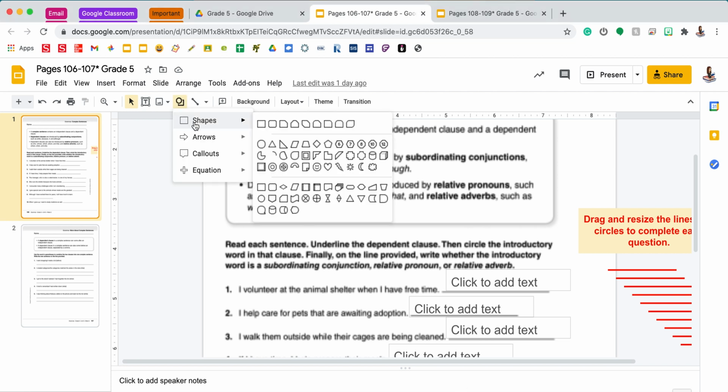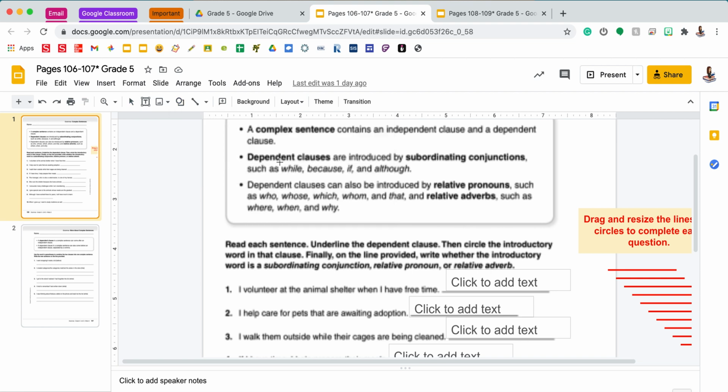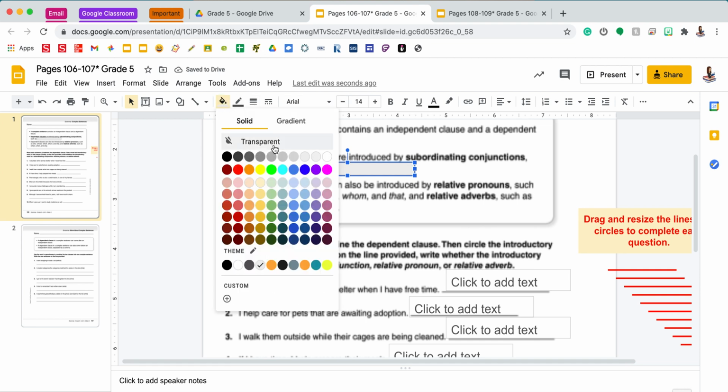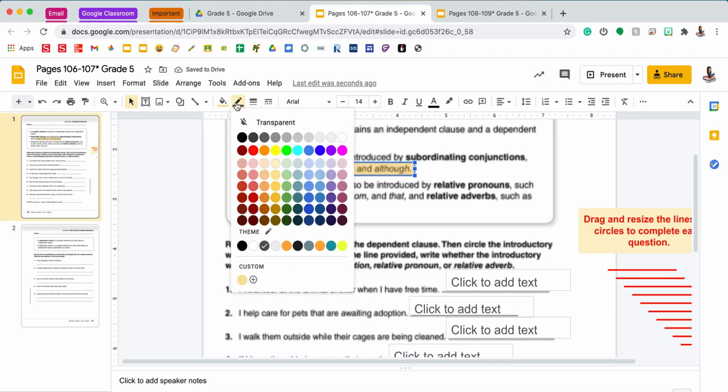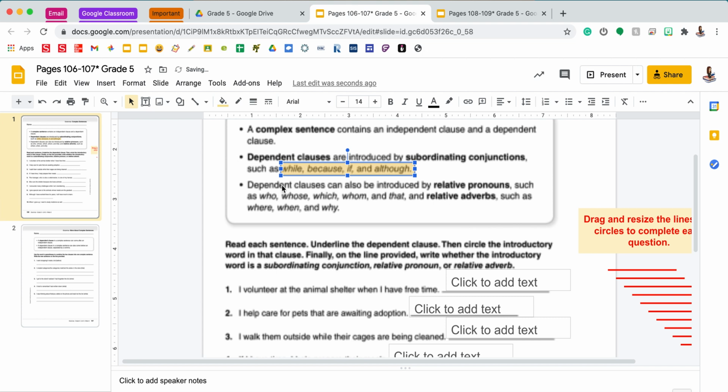I am actually going to put some highlights on these lists because they are going to be extremely helpful for you on this page. So you're going to want that list, this one, and where, when, and why.